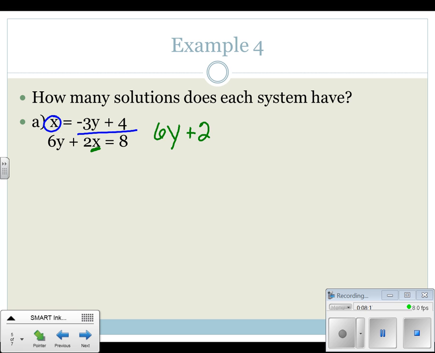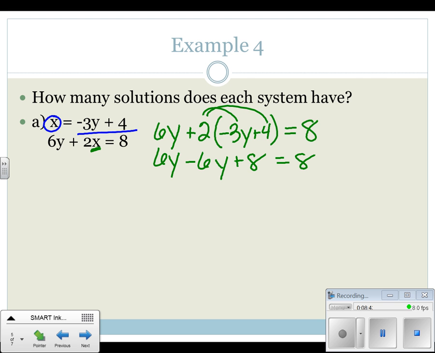Now this x right here, we know what x is in terms of y. So I'm going to take out that x and replace it with negative 3y plus 4 from the top equation. So we just substituted that x for what x equals in terms of y. Now we're going to simplify the left side. Use your distribution property. What happens here is 6y minus 6y is 0, so you're left with 8 is the same as 8, and no matter what you put in for y, you would always get 8 equals 8.